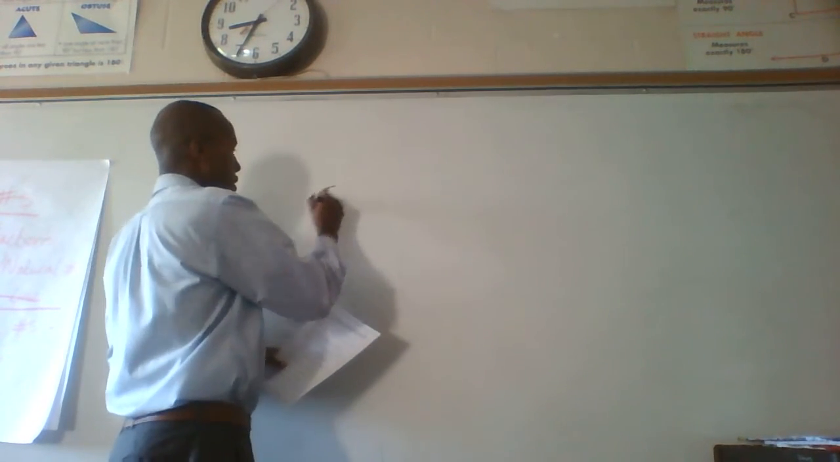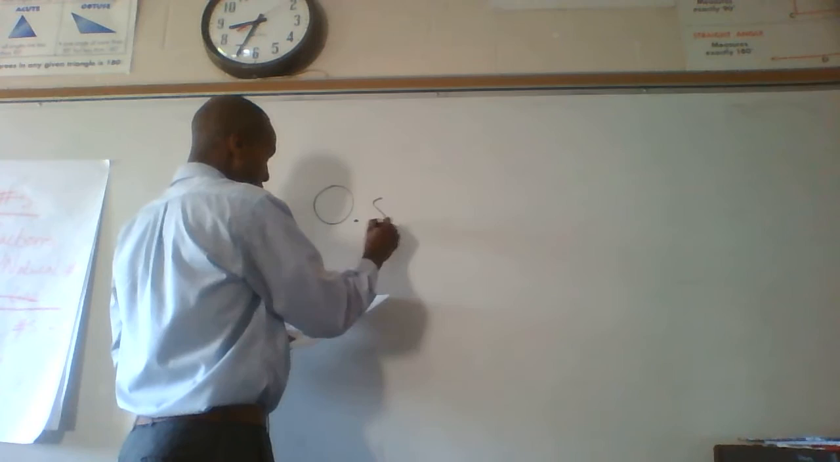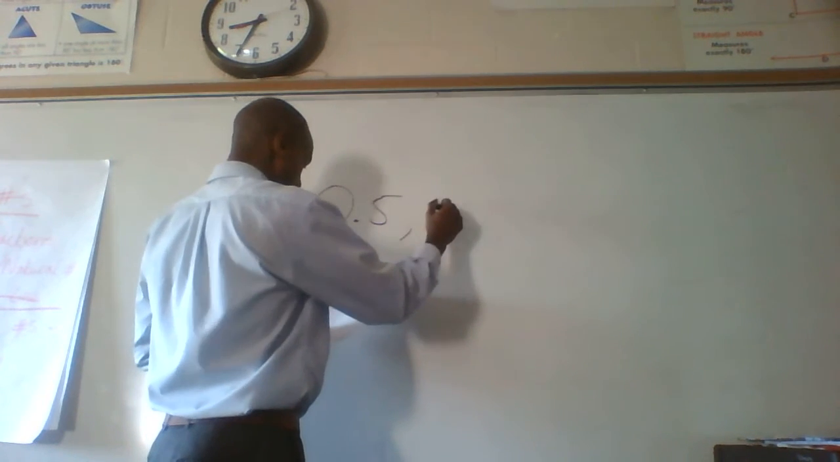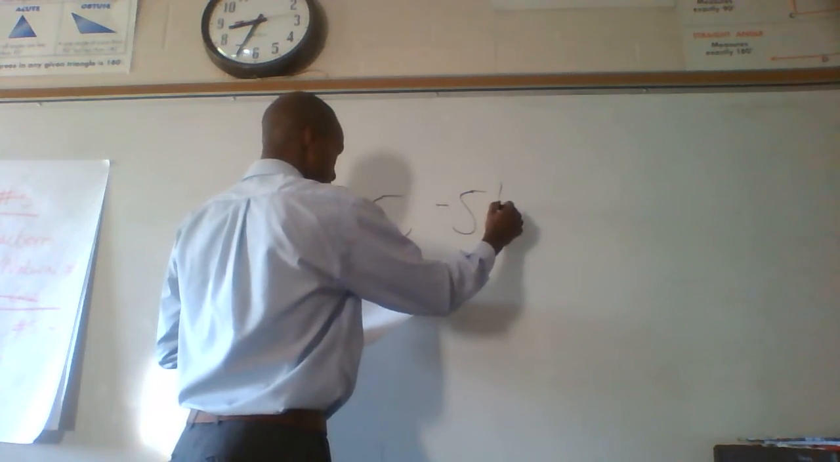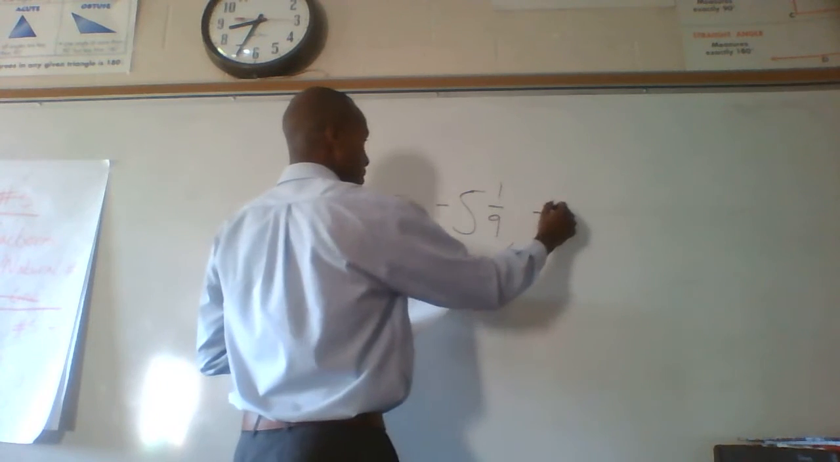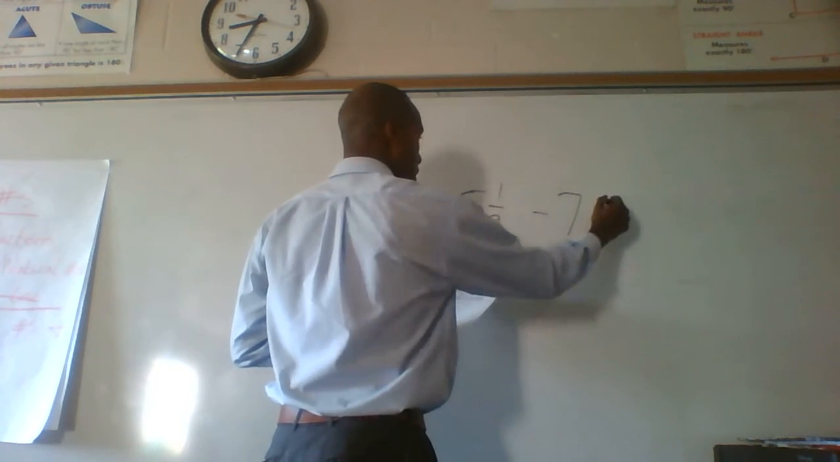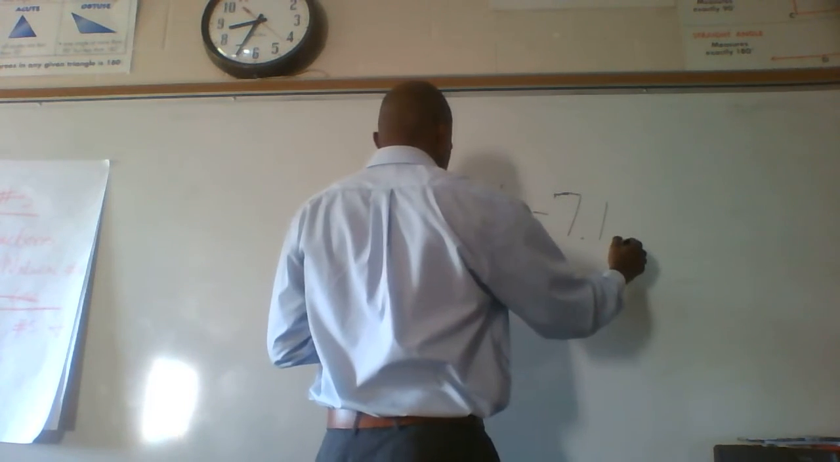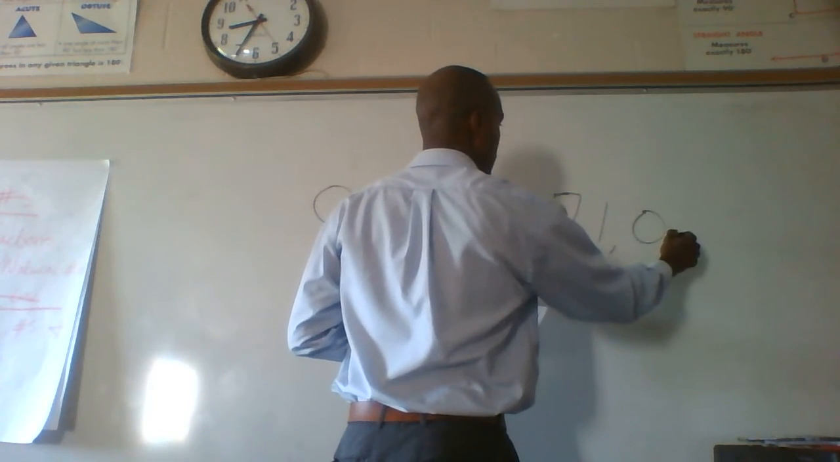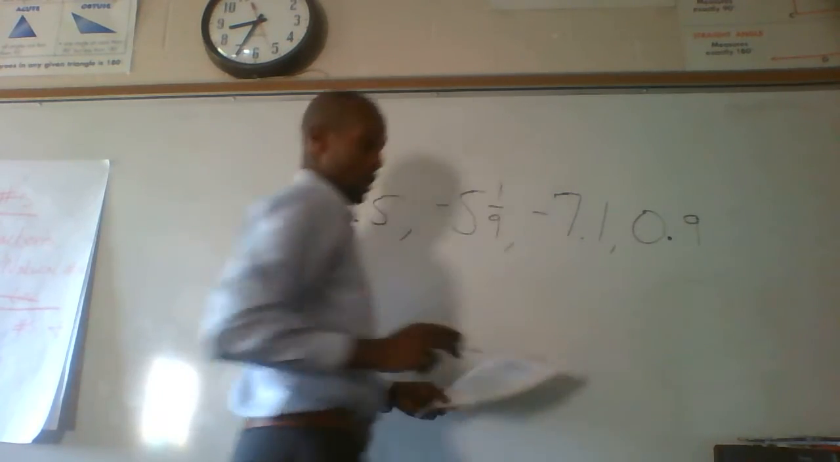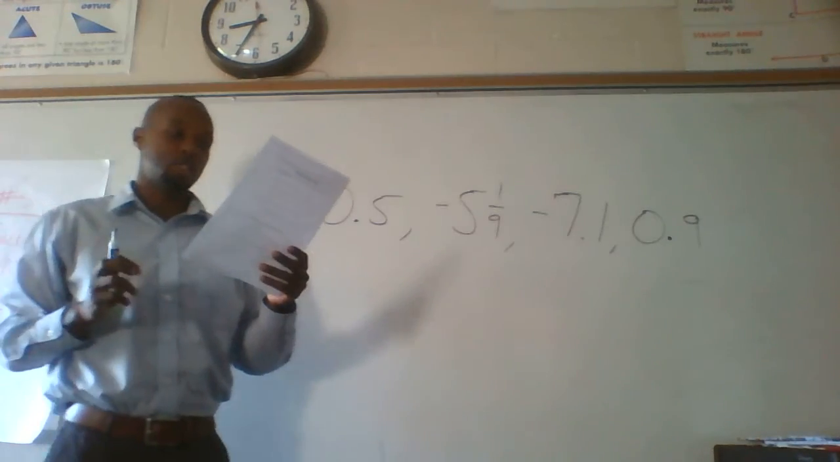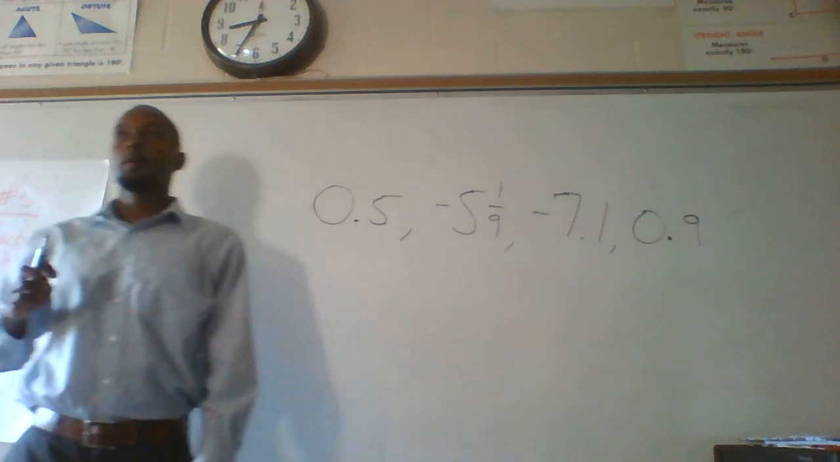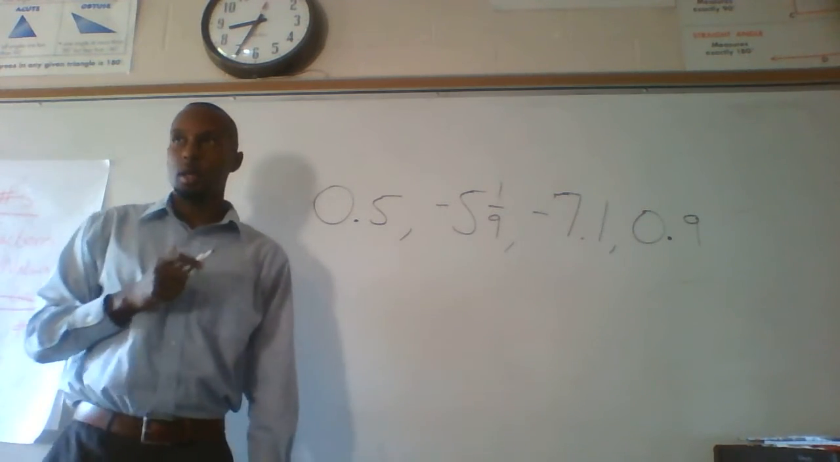Okay, y'all. Somebody order these: 0.5, negative 5 and 1/9, negative 7.1, and 0.9. So we're ordering this from greatest to least. Greatest to least. Somebody tell me how it's going to go.